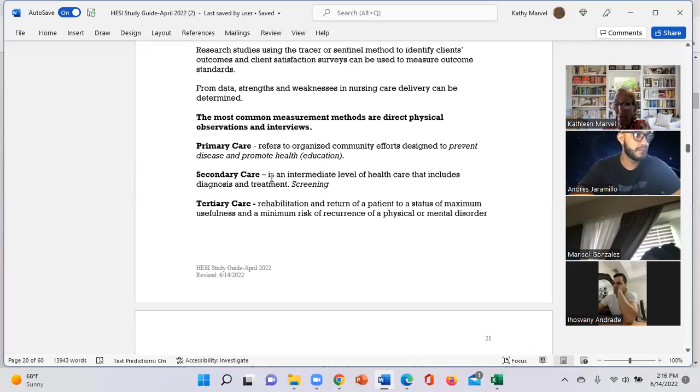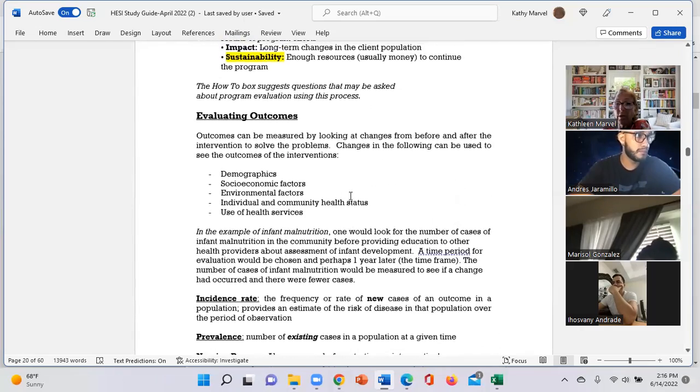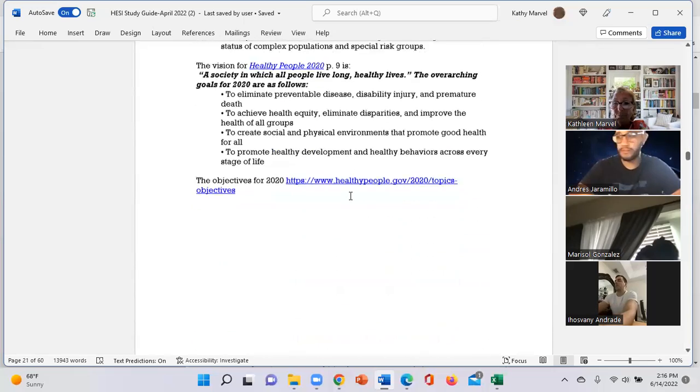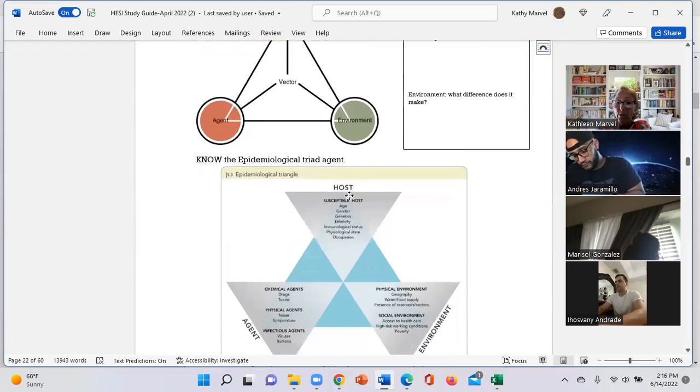Here's our section on primary, secondary, and tertiary with regards to program development. Here's a section on evaluating outcomes, part of our ADPI. So that whole section is program development. Then the next section is infectious diseases, where we go through the epidemiological triangle. Remember that? We go through the agent, the host, and the environment and how those interact.